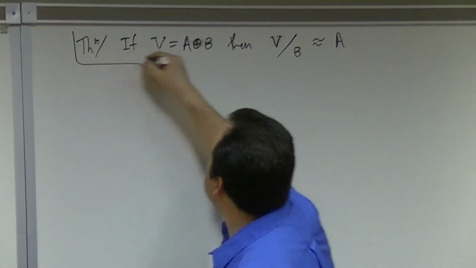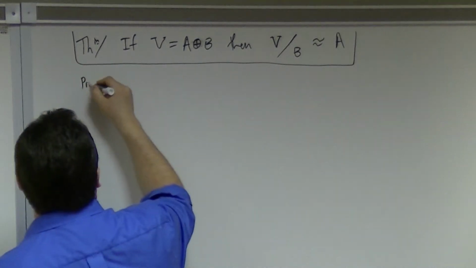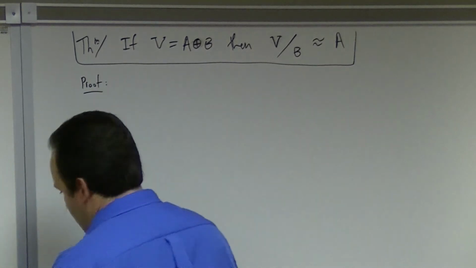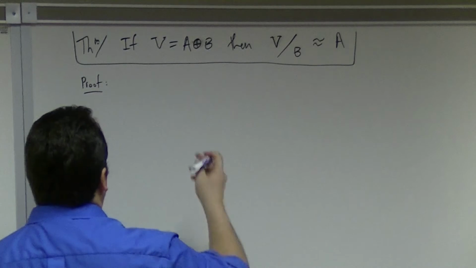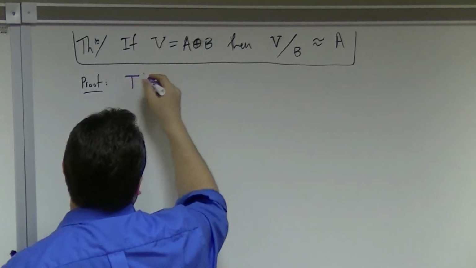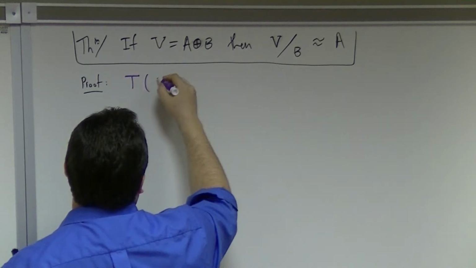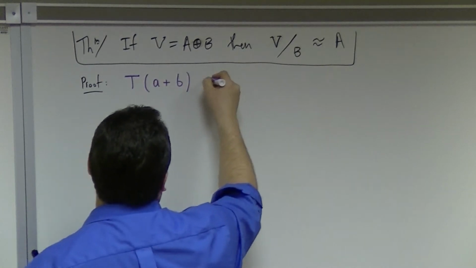Now I'm going to give you the proof, and we're going to use the first isomorphism theorem to prove that. To apply the first isomorphism theorem, I need a linear transformation which goes from the vector space to the other thing there. Let's see here. So I think what I can do is use this mapping T of, let's say, a plus b is equal to what?